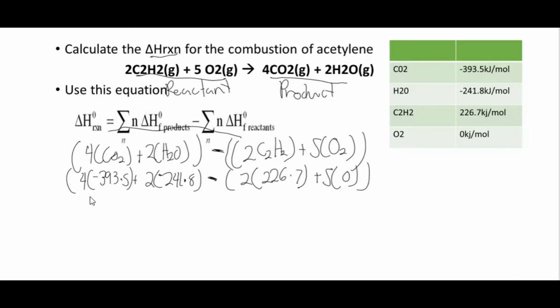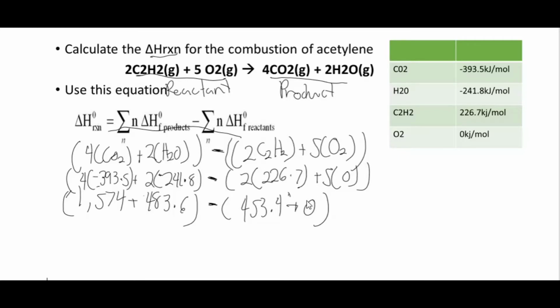So what's the value? In this one, 4 times negative 393.5, it's equal to 1,574 plus 2 times 241.8, that's 483.6, parenthesis, minus 2 times 226.7, that's 453.4, plus 5 times 0, 0.